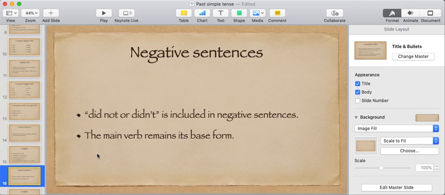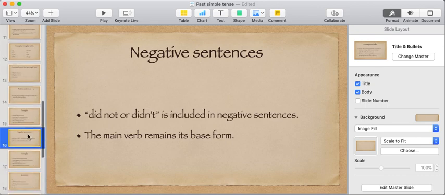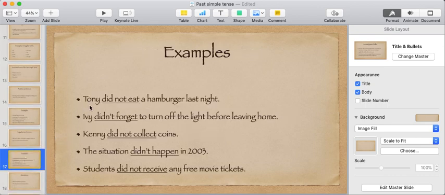For negative sentences, we put did not or didn't in the negative sentences, and the main verb remains its base form. You're going to see in an example. Tony did not eat a hamburger last night. Or Ivy didn't forget to turn off the light before leaving home. Or Kenny did not collect coins.